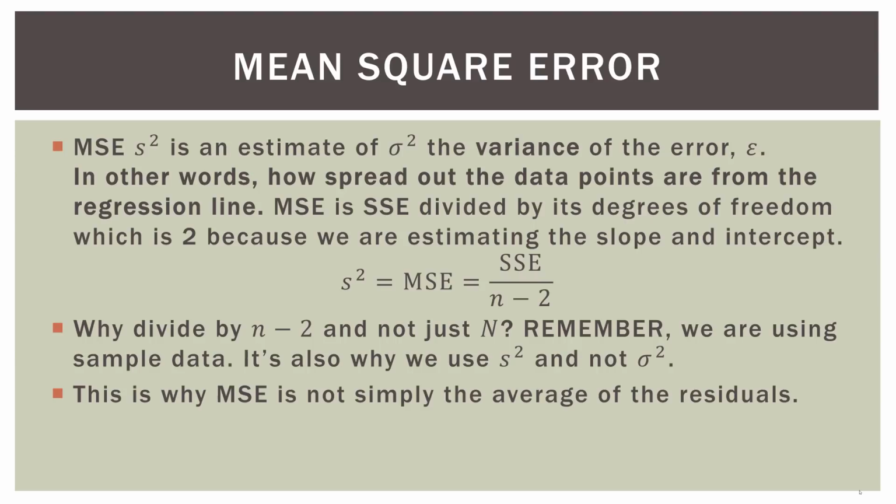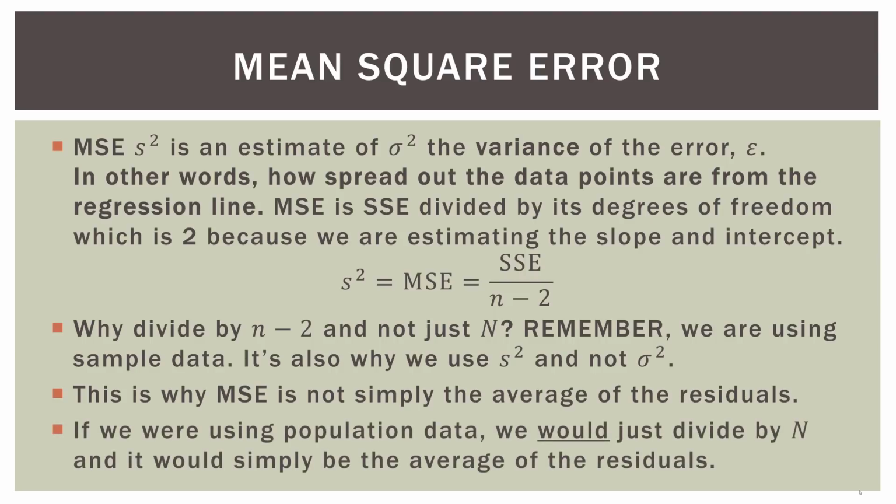It's also why mean square error is a bit of a misnomer, because it's not actually the average of the residuals or the errors. We're not actually averaging all the residuals out. If we were using population data, we would just divide by n, and it would simply be the average of the residuals. But since we are using sample data, we have to build in degrees of freedom, which in simple linear regression is always n minus 2.